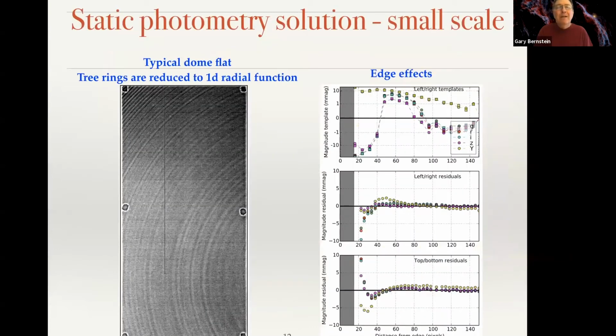Okay. I think I'll skip. This is just showing you a picture of what tree rings look like in a flat field. And also these are functions here of how the photometric response changes near the edges of the devices. I believe that the LSSTCam devices are a bit better than DECam devices as far as these being less severe. Okay.